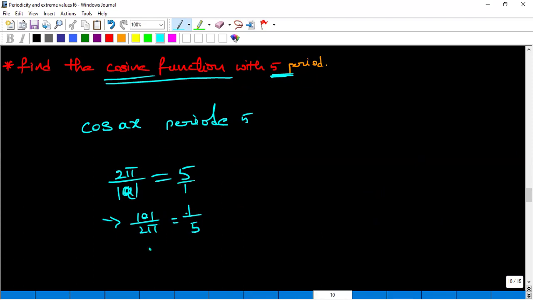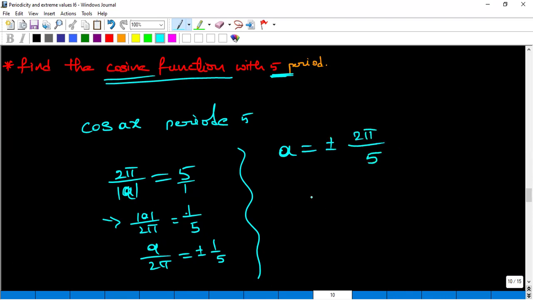Then if I want to remove the mod, what will I do? I will take plus or minus 1 by 5. Send this 2 pi to the other side. So what do we get finally? A is equal to plus or minus 2 pi by 5. Hope this is clear for everyone.